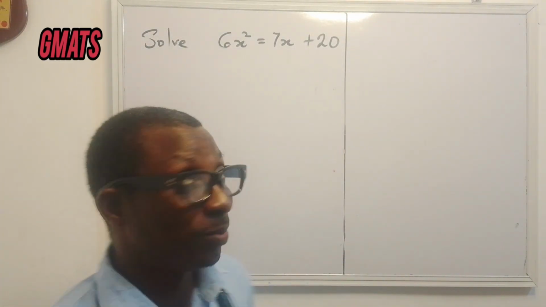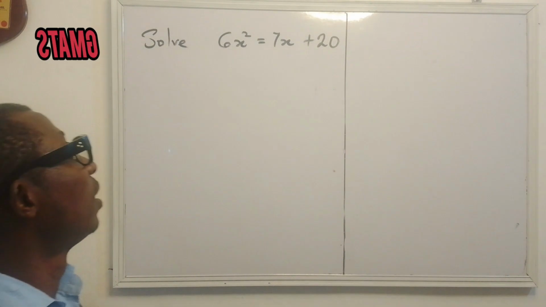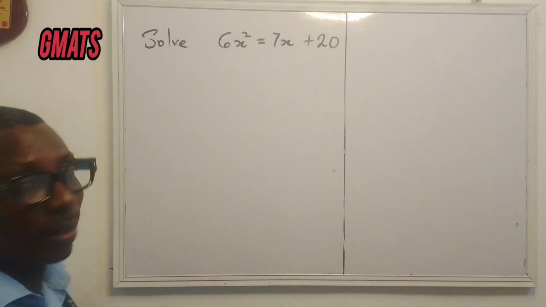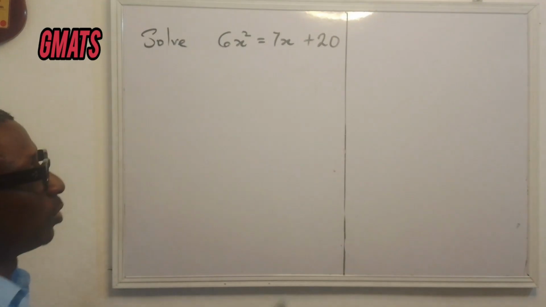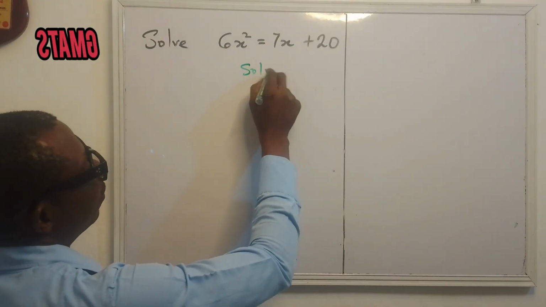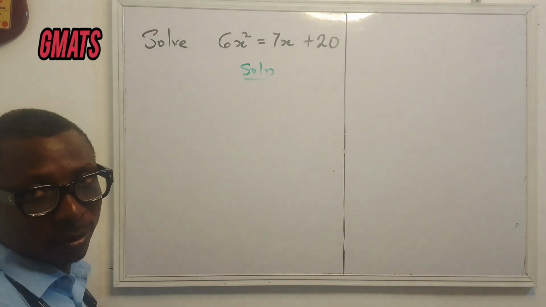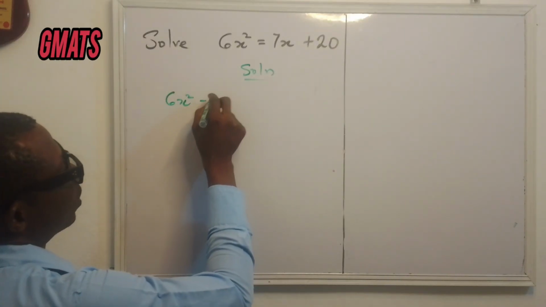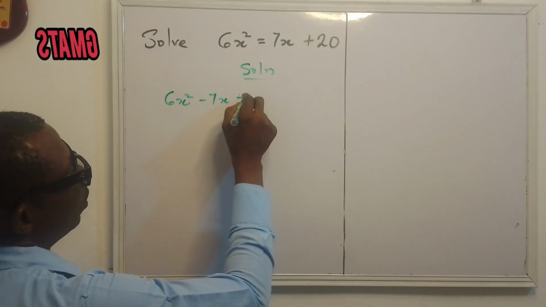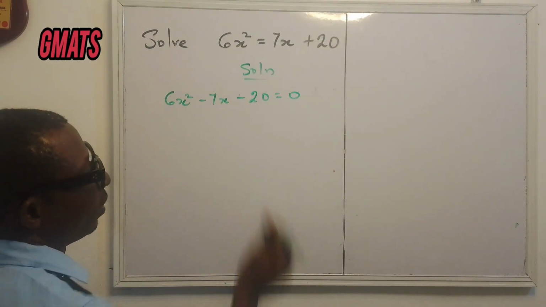Now let's look at this problem under quadratic equations. Solve 6x squared equals 7x plus 20. So how do we solve this problem? The first thing is to rearrange this equation. So we have 6x squared minus 7x minus 20 equals 0.